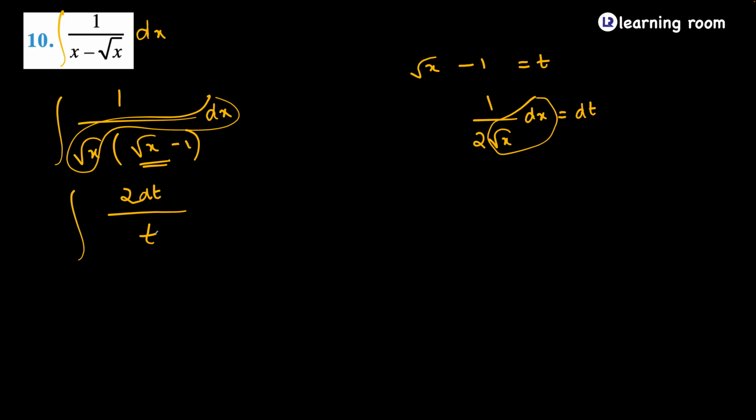Makes sense? So this will be 2 times the integral of dt by t. It is going to be log of mod of t plus c. So 2 into log of what is t? Root x minus 1. This will be the answer: 2 times log of mod root x minus 1 plus c. Clear?